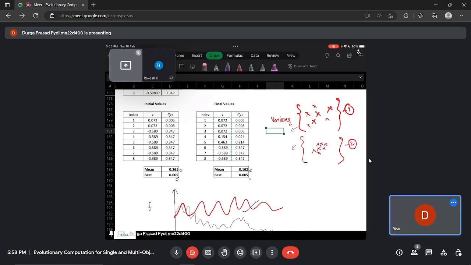Okay. Any other doubts with respect to this particular method? No, sir. No? Okay, fine.